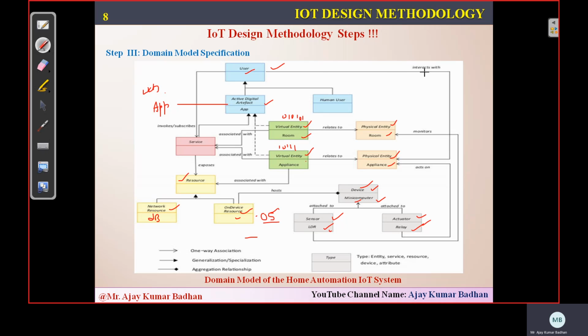So what connections are provided here? You can see this is one way. Wherever only a single arrow is there, that's a one-way association.